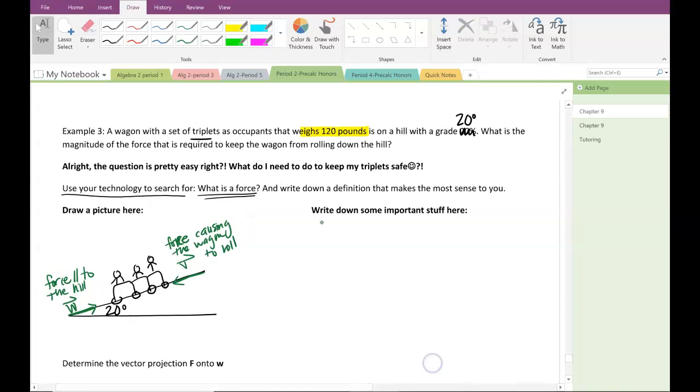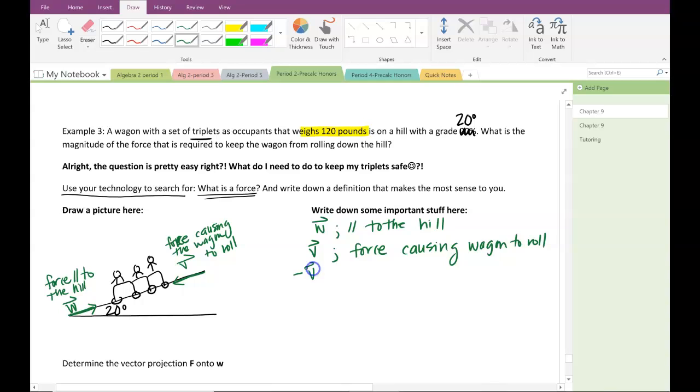How about that? So vector W is parallel to the hill, vector V is the force causing the wagon to roll. Okay. So if V is the force causing the wagon to roll, would you agree that the opposite of that is the force preventing the wagon from rolling?